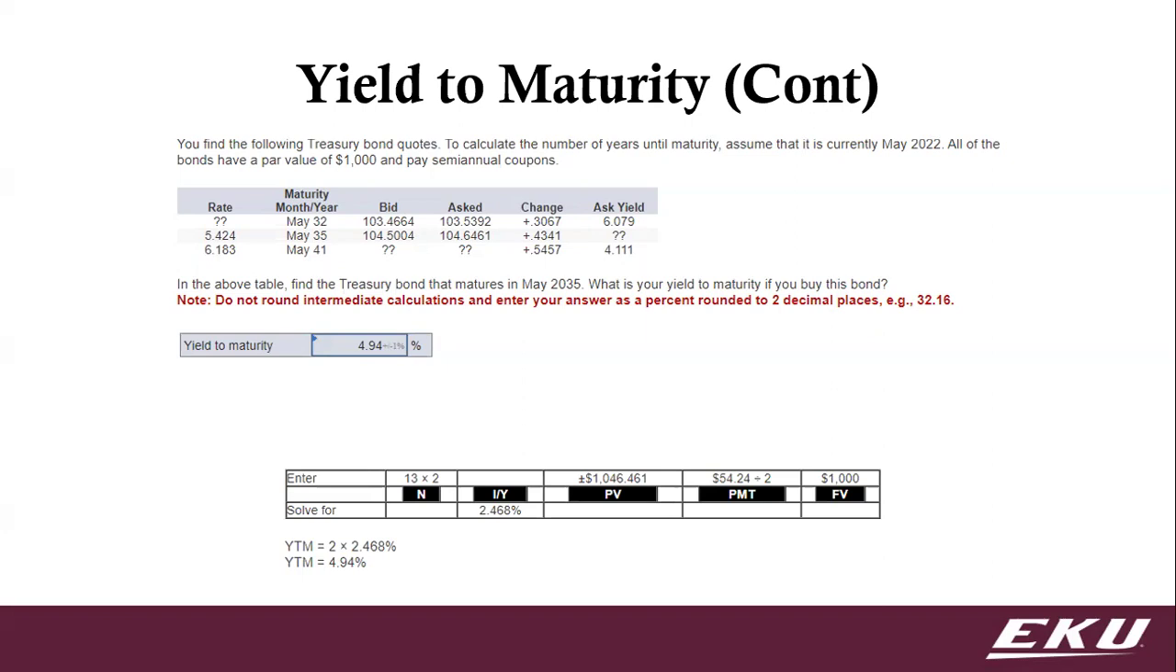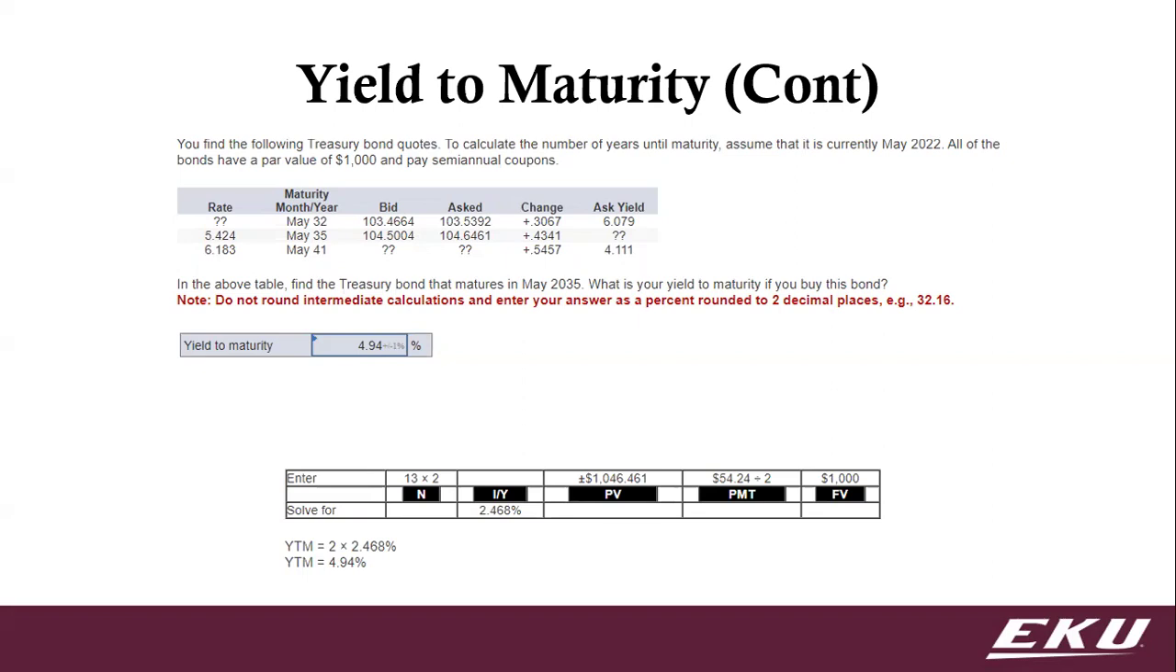But yeah, so we're going to look at a treasury bond that matures in May of 35. So it's that one in the middle. What would be the yield to maturity if you buy it, right? And so we're saying the par value is 1,000, right? And then I'm going to have to go buy it, right? So when I want to go buy it, I'm going to be paying the higher price. I'm going to be paying that ask price. When I go to sell it, they're only going to give me the bid price, right? So when I buy that, I know that my present value is going to be 1,000 times 104.6461.